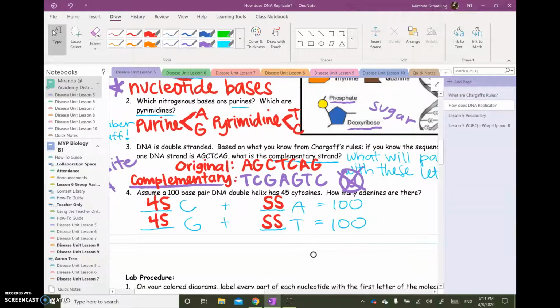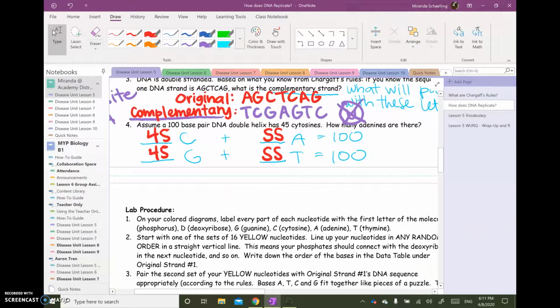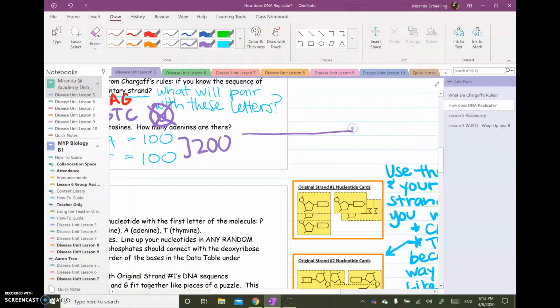All right, assume a 100 base pair DNA double helix has 45 cytosines. How many adenines are there? I'm sure you're thinking, Michelle, this looks like you have 45 and 45 and 55 and 55. This is 200. And the answer is yes, I know, and that's because, remember, we have two sides.